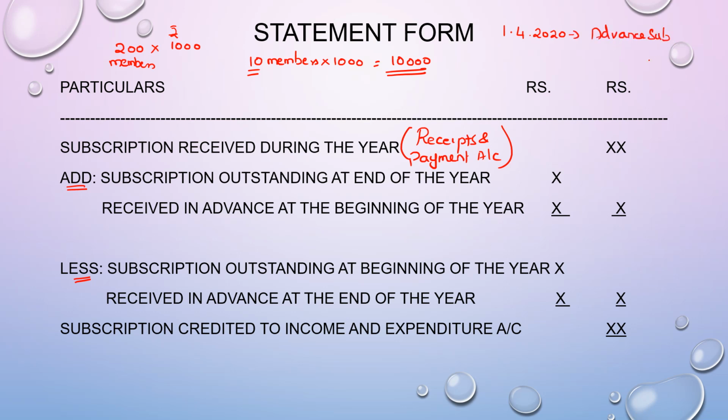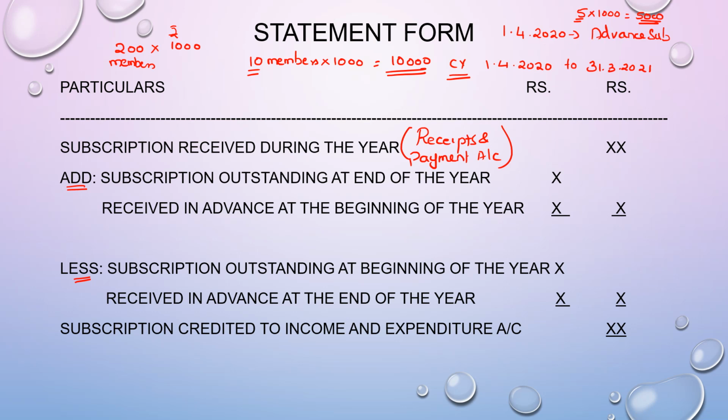Means in the previous year, some members, say 5 members, had paid this subscription of 5,000 rupees related to the current year. The current year is 1st April 2020 to 31st March 2021. This is the current year. So they have paid, 5 members, probably of a family, they are going abroad. So they have paid 5,000 rupees to the NPO in advance in the previous year.